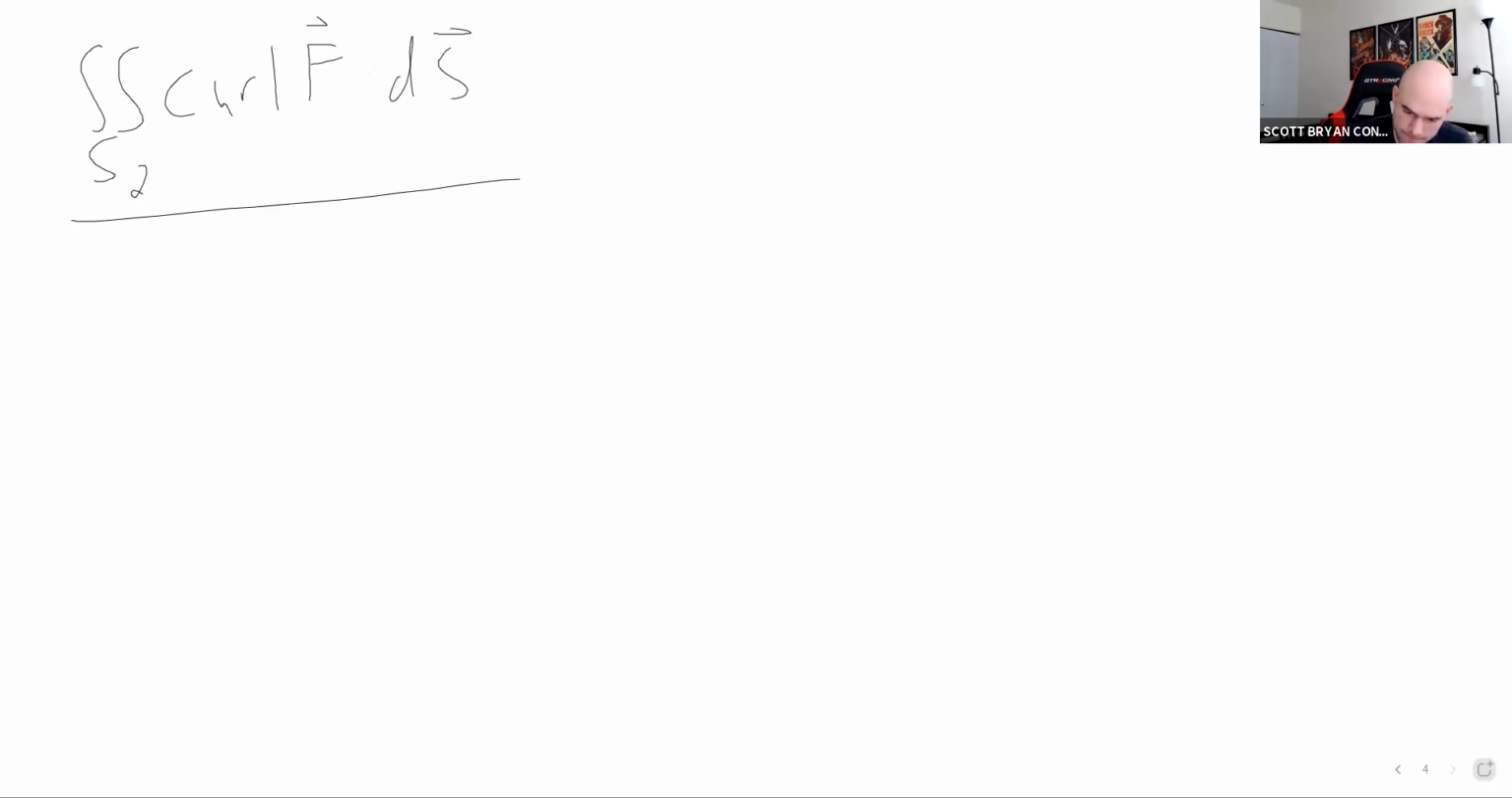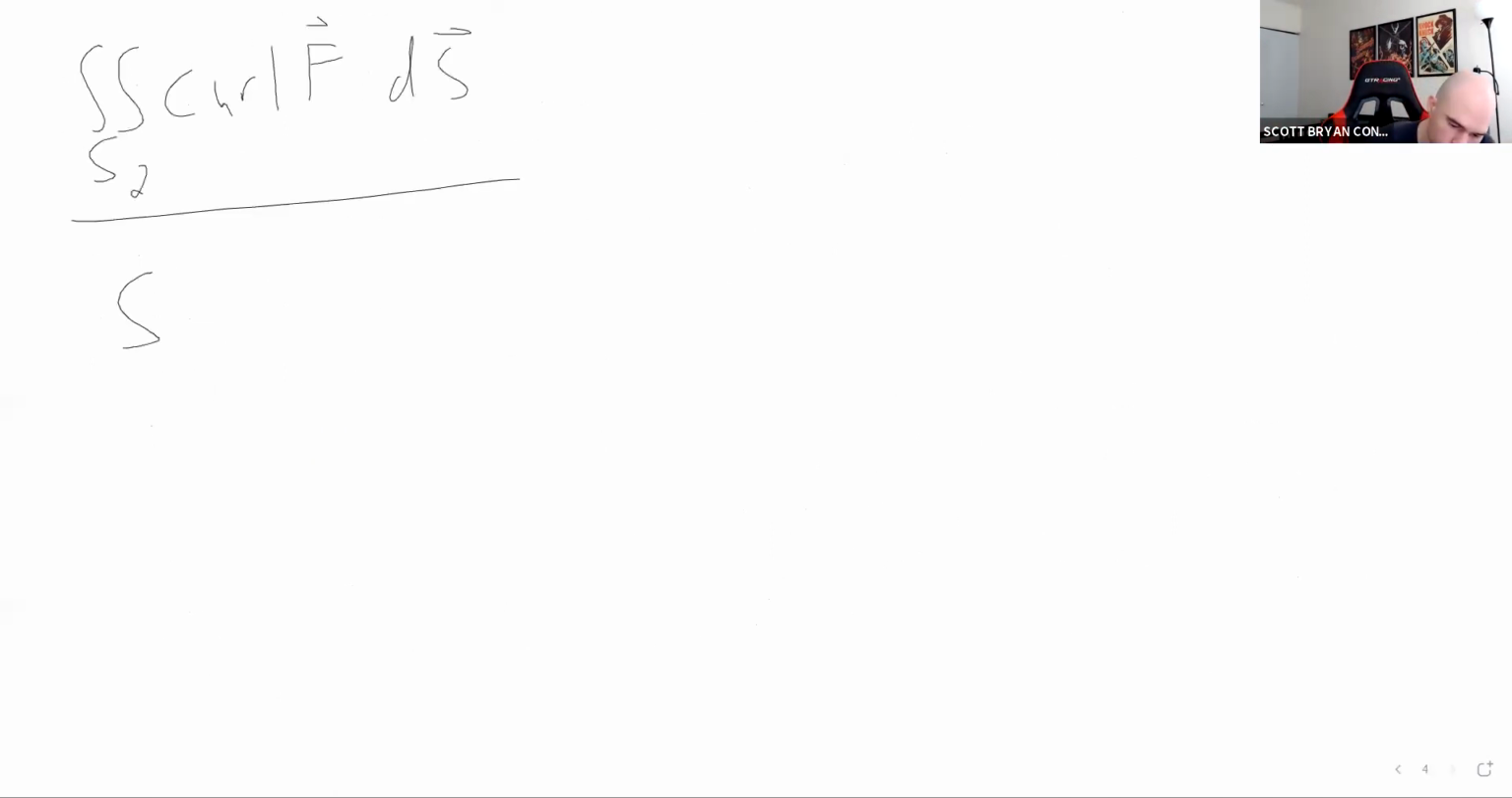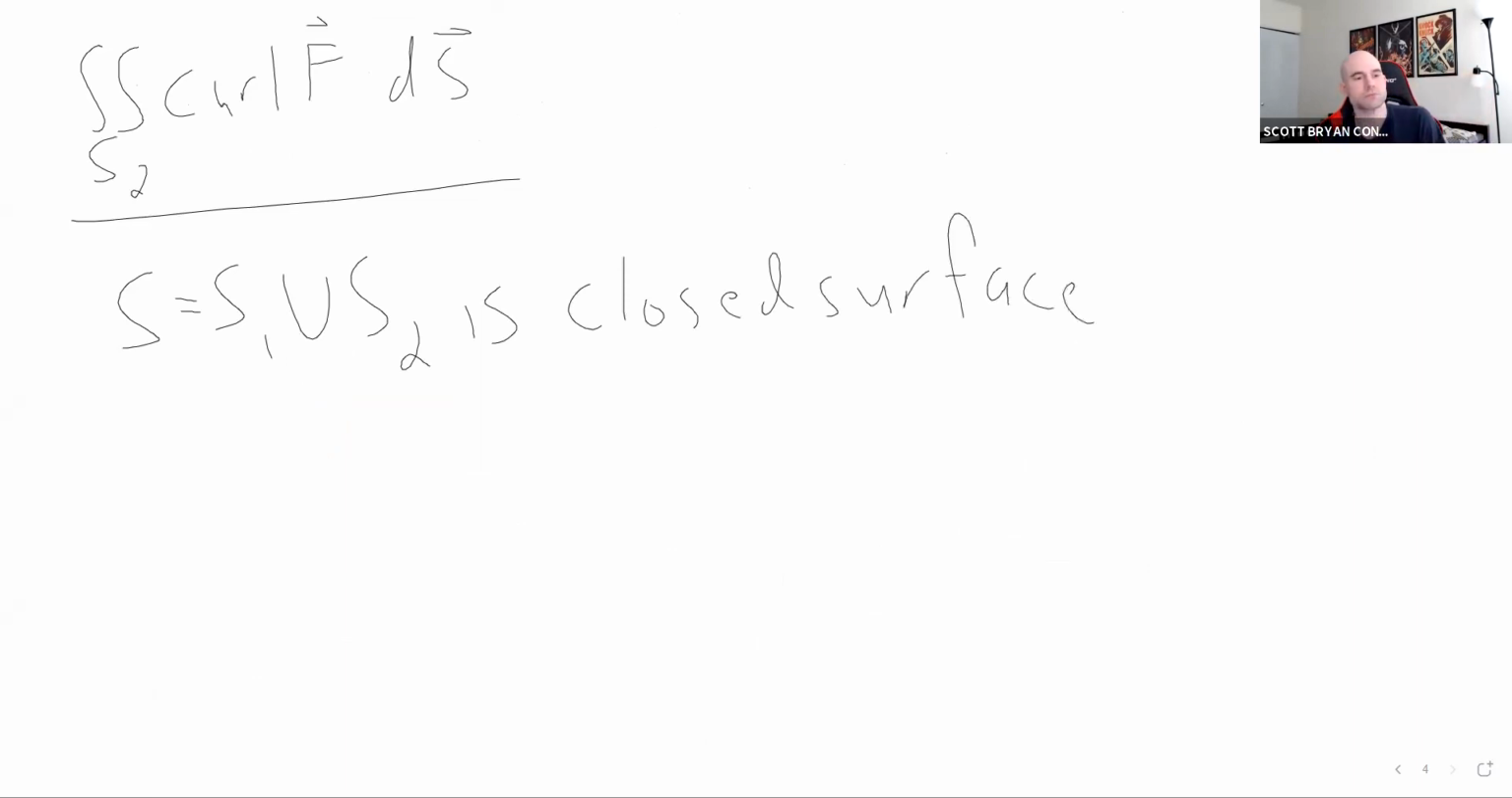Let's look at our picture here. So S1 and S2 together, if we put this whole thing together, let's call it S. So S1 union S2, if we put the two together and consider it as a single surface, as two pieces of a single surface, it's a closed surface with outward orientation. As we'll see, that's not super important in this case, but we have a closed surface.